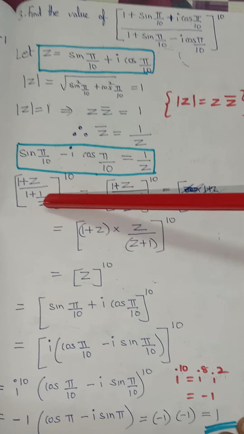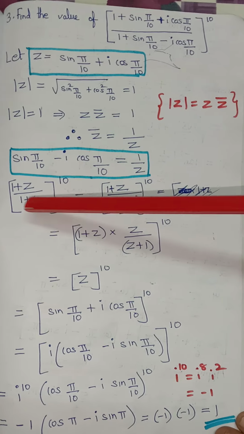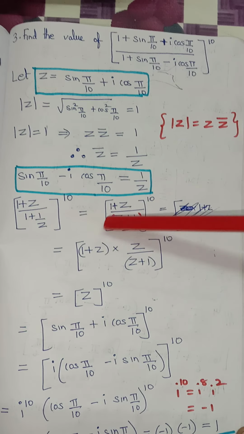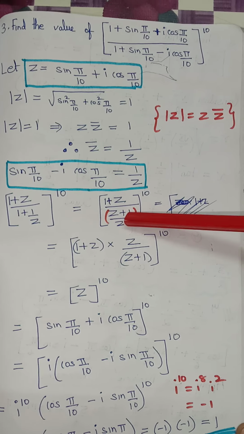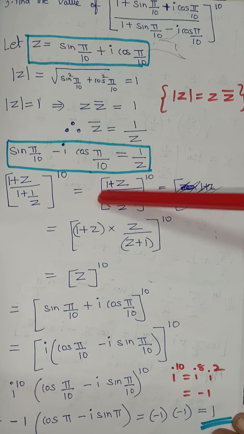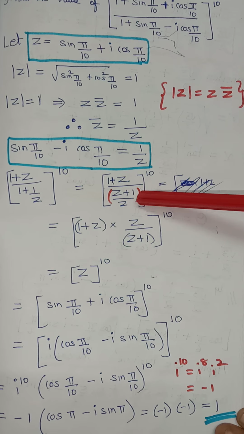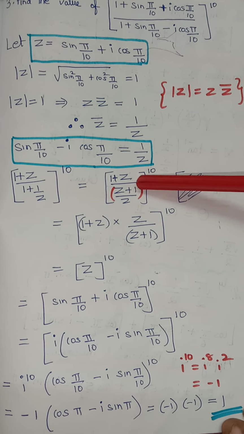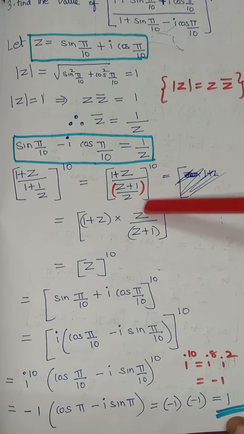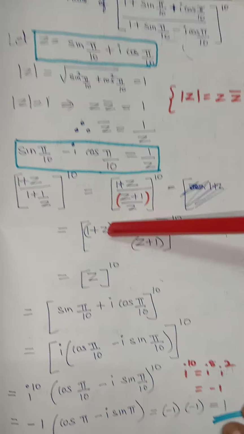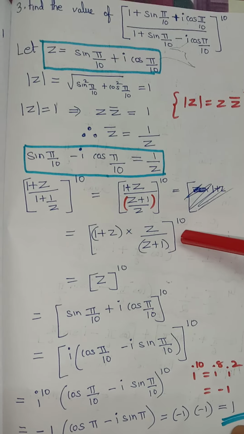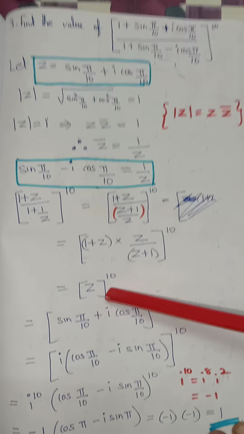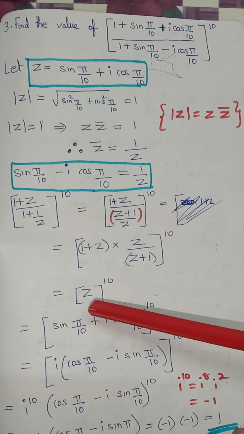After you write this, in the denominator I am going to take the LCM. So when I take the LCM, what I will have is (z + 1) by z. This full thing is our denominator. So I am going to simplify the numerator 1 + z. Since the denominator is in the form of a fraction, I can write a multiplication sign and write the reciprocal. So instead of (z + 1) by z, I can write it as z by (z + 1). So this 1 + z and z + 1 get cancelled. Then we will have only z to the power 10. Now let me substitute the value of z.